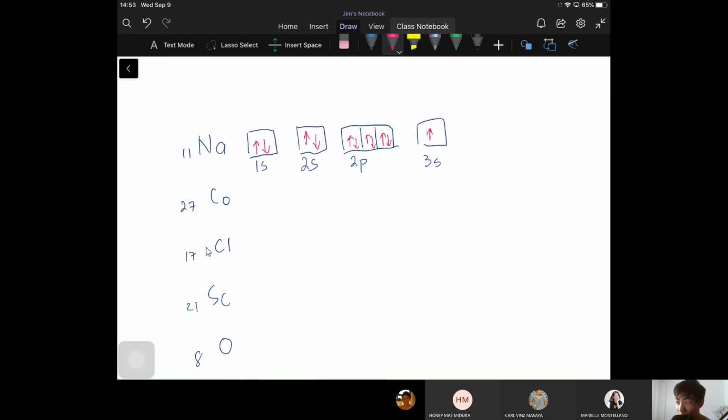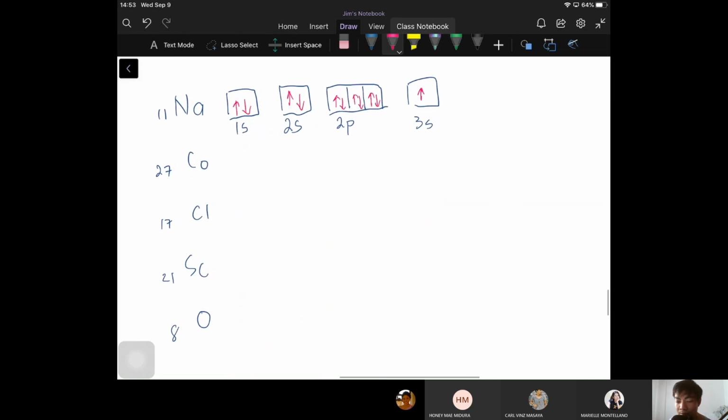Magpo-proceed ako with cobalt. Kayo, you can start working with Cl, Sc, and oxygen na. Pwede na kayo mag-start, no? Gusto nyo tumingin muna, sige, go lang.